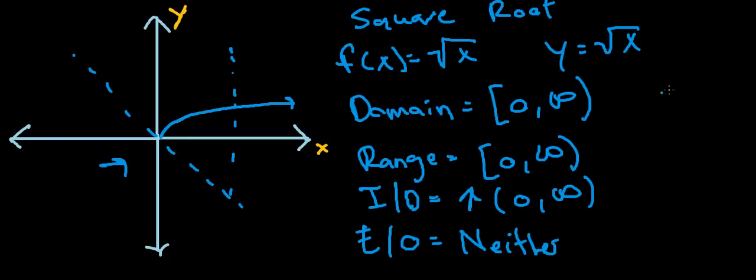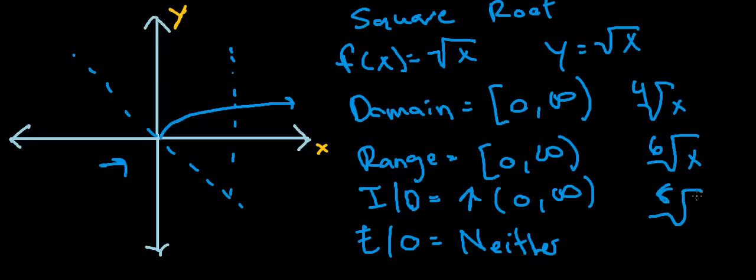And again, this is going to have the same properties as the 4th root of x, the 6th root of x. The graph's going to look the same. All of these properties will be exactly the same. Eighth root, all identical, exactly the same. So I hope that clears up any questions related to that.